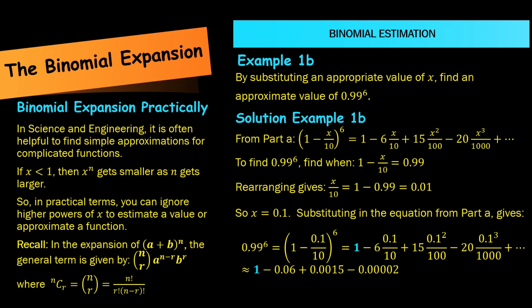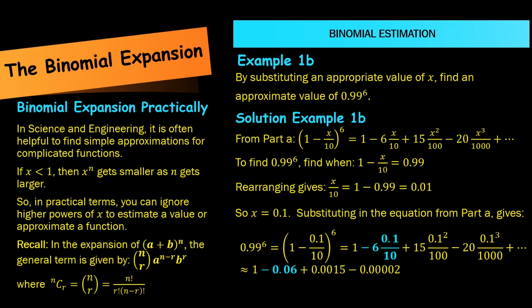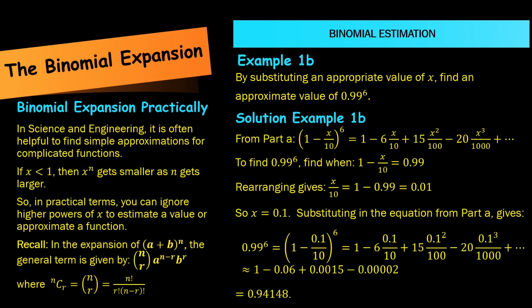And so this is now approximately equal to 1 minus 0.06 plus 0.0015 minus 0.00002, which tidies up to 0.94148. So 0.99 to the power 6 is equal to 0.9415 to 5 decimal places.